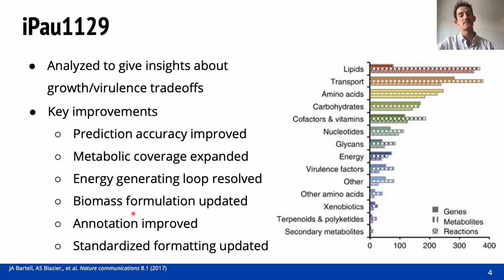We also updated the biomass formulation to include lipopolysaccharide, and we improved the annotation within the model, which makes it more compatible with different databases and easier for people to use. And we also upgraded the formatting from SBML level 2 to level 3, which allows you to use different packages and gives you different data structures within the model, which are helpful.